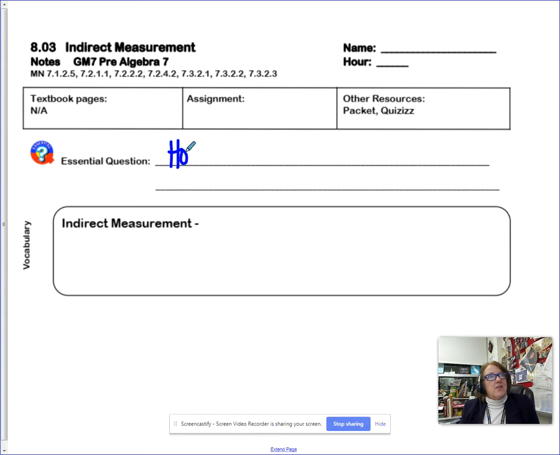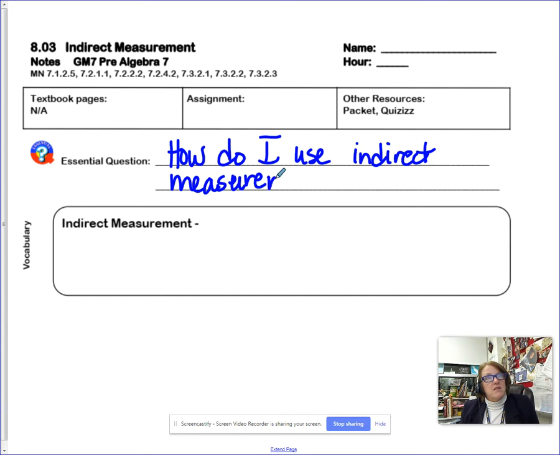All right, our essential question today is: How do I use indirect measurement to solve problems?